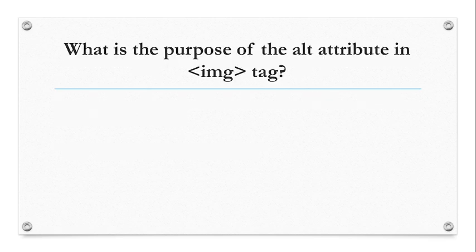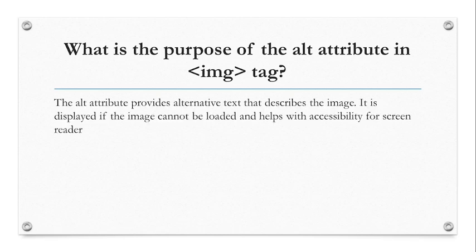Question 14. What is the purpose of the alt attribute in the img tag? The alt attribute in the img tag provides a text description of the image. This description is shown if the image fails to load, and it also helps visually impaired users who rely on screen readers. It's an essential aspect of web accessibility.